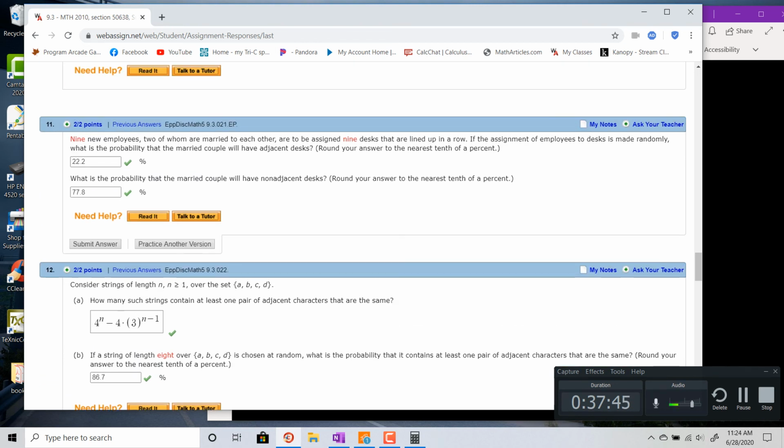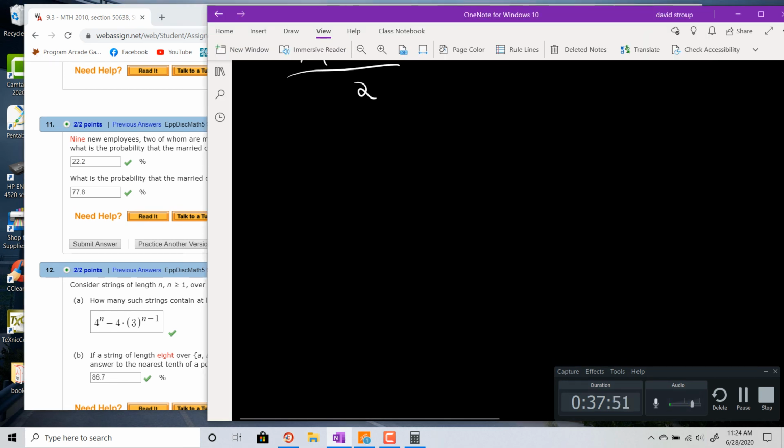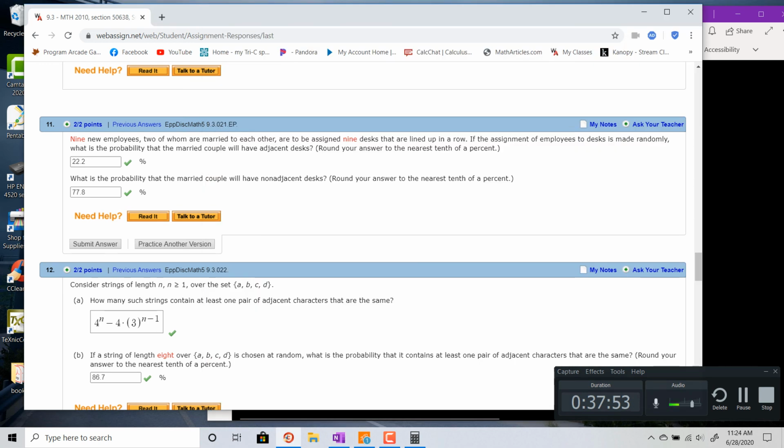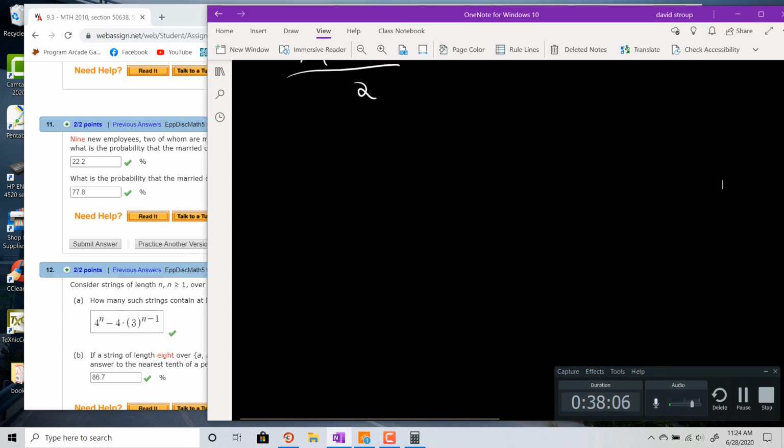This is number 11. 9 new employees, 2 of whom are married to each other, are to be assigned the 9 desks that are lined up in a row, and each assignment of the employees to desks is made randomly. If the assignment of employees to desks is made randomly, what's the probability that the married couple will have adjacent desks? So there's 9 new employees, and you want 2 of them to kind of be together.